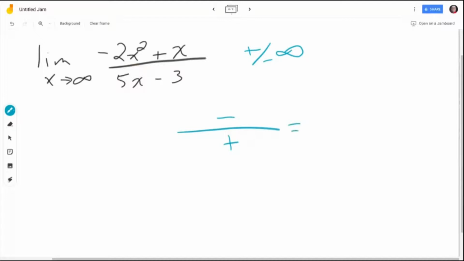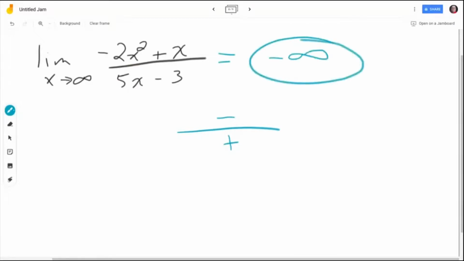And so this limit is going towards negative infinity. Okay, so we need to look at the sign of the numerator and the denominator. If we determine that it's going to positive or negative infinity, we need to figure out which one by looking at the signs.